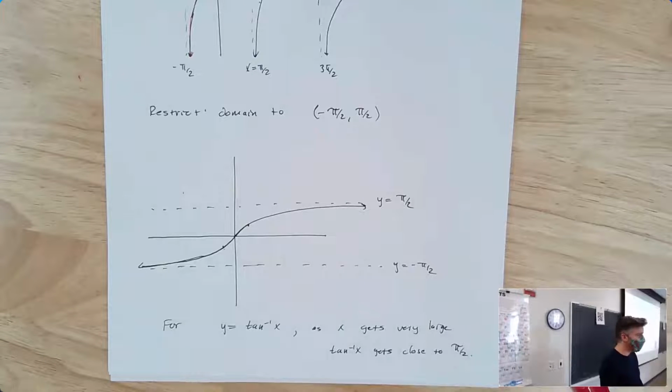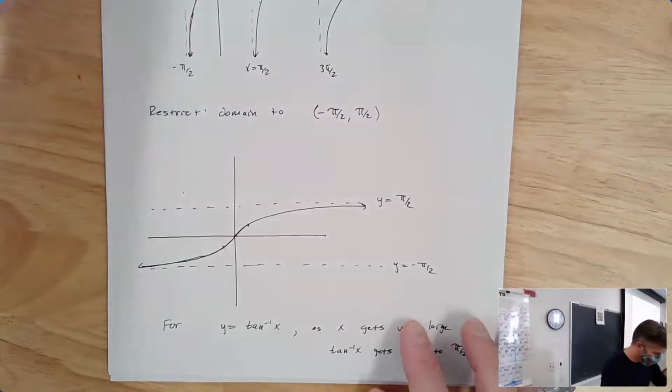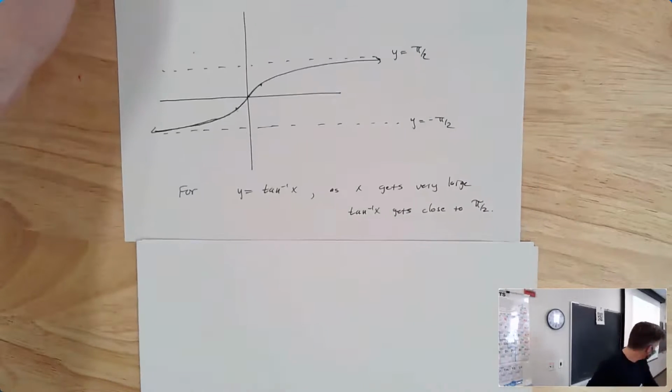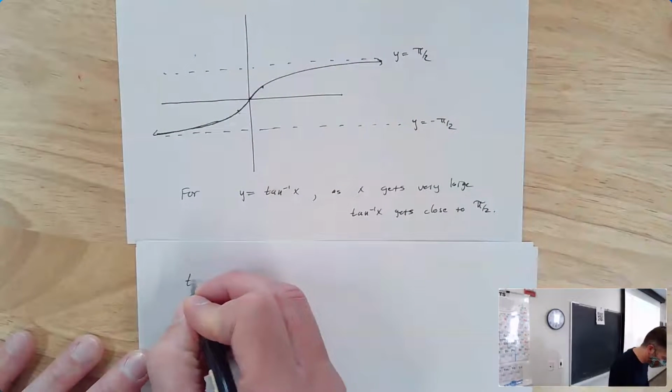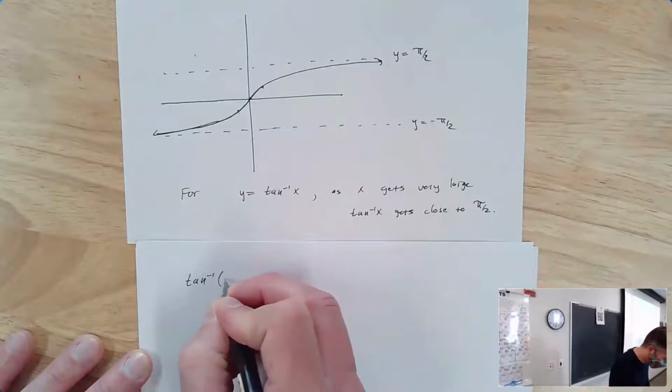That does come up, although people use the more language of limits there, where they say the limit as x goes to infinity of the inverse tangent of x is pi/2. So it's getting closer and closer to pi/2 as x is larger and larger. And then we can ask the same sorts of questions, like what is the inverse tangent of some known values, like the inverse tangent of -1.